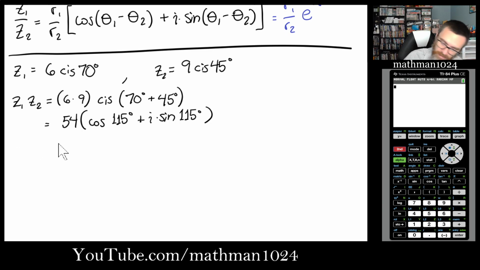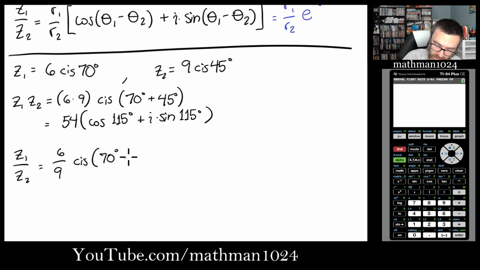So by doing the quotient, it's going to be taking r1 over r2 times, and now we're going to do the difference here, so 70 minus 45 degrees.